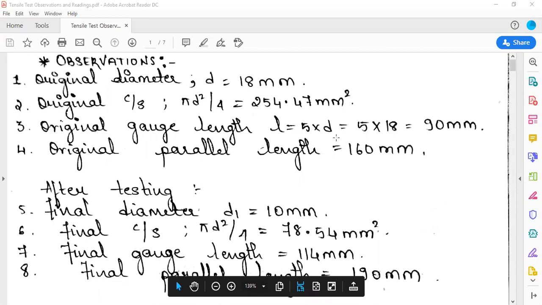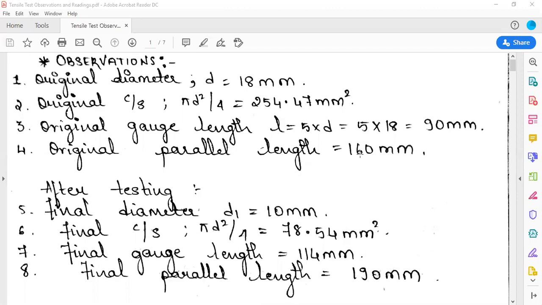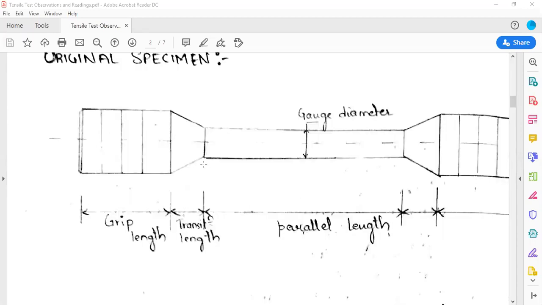Once you get the original gauge length, after that you need to measure the original parallel length. This reading I have taken from your senior. The reading which you gave in the previous video was 192. In this case it is 160 mm. You can make those changes and calculate that. That is 160 mm. You need to measure the parallel length. From this point to this is the starting point and this is the end point. You need to measure this distance. That will give you the parallel length.